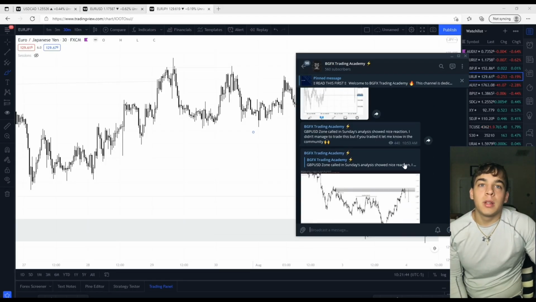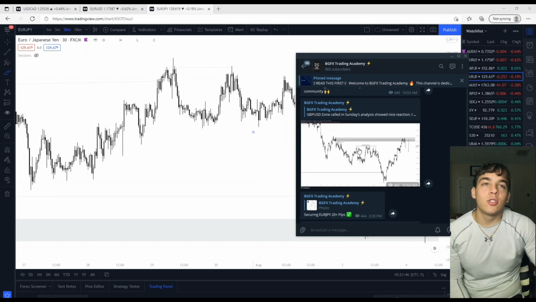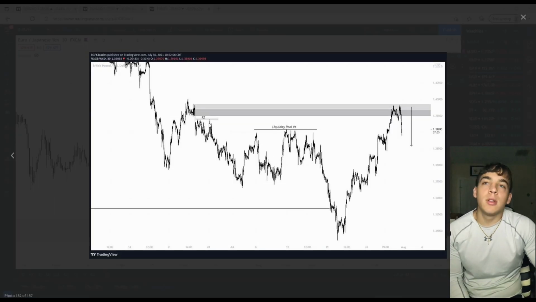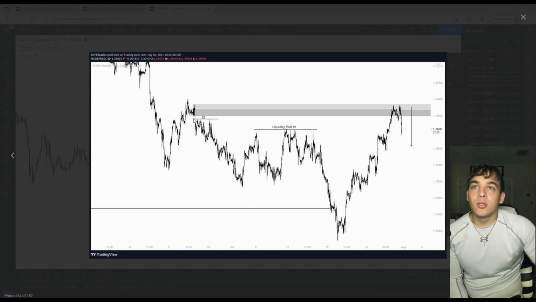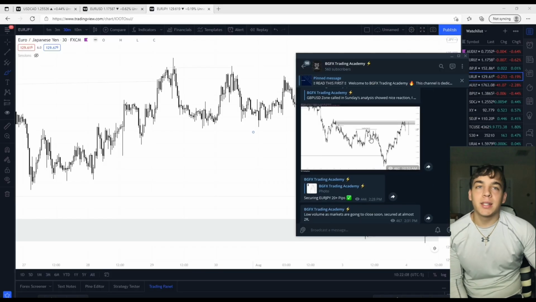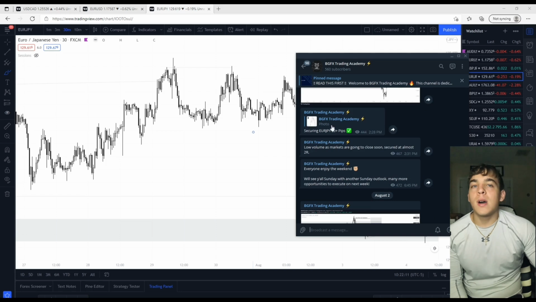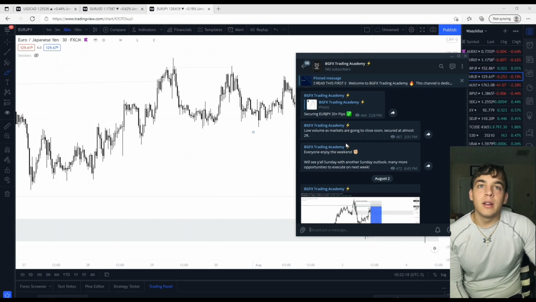And then let's see, the GU zone was called as well in a video. I like to do little outlook videos where I talk about different zones I want to see reaction to. Now, these were the two liquidity pools I wanted to see broken out of before the sell. So it kind of goes back to seeing market structure make temporary highs relative to areas of liquidity. And then we had the sell-off there, but I actually didn't sell. And then Euro JPY was secured for 20 pips, maybe a little bit more than 2R, just around 2R. And then everyone enjoyed the weekend.